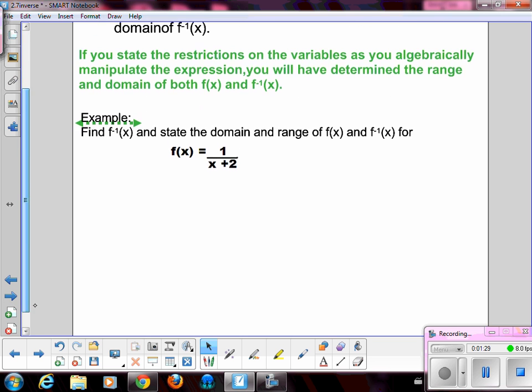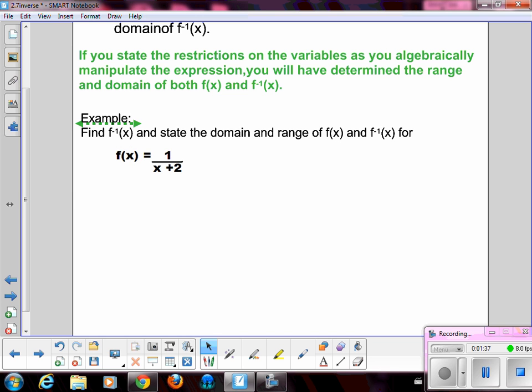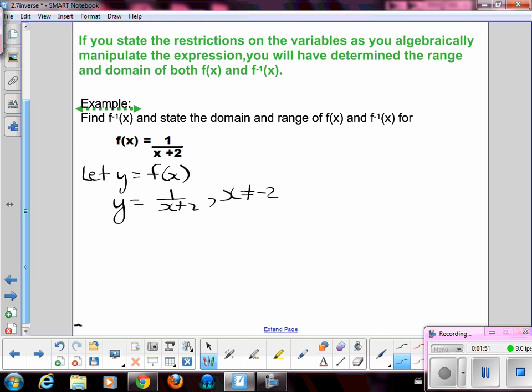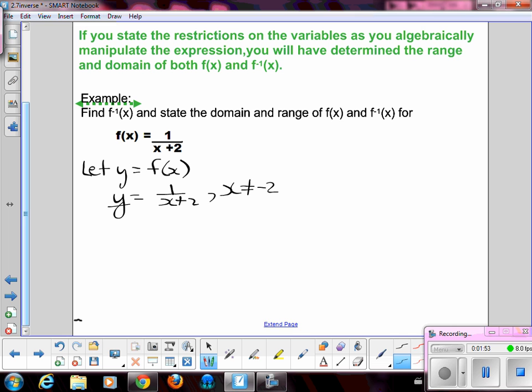Okay, so here is: find f inverse of x and state the domain and range of both those functions. Let's start with this. The first thing I have to do is let y equal f of x. I have a restriction: x cannot equal -2. Now I have to cross multiply in order to get x by itself.